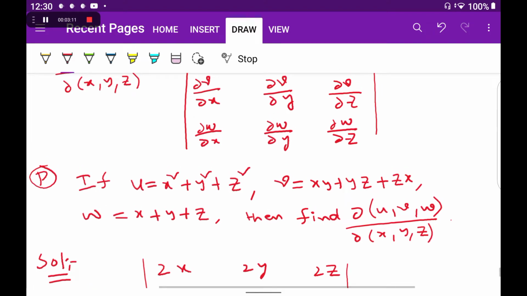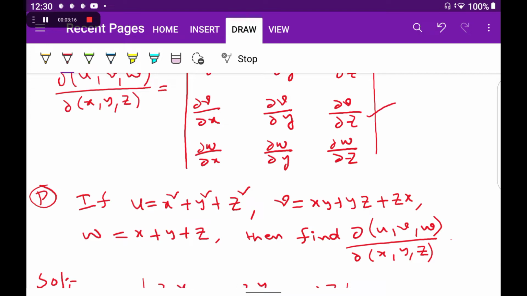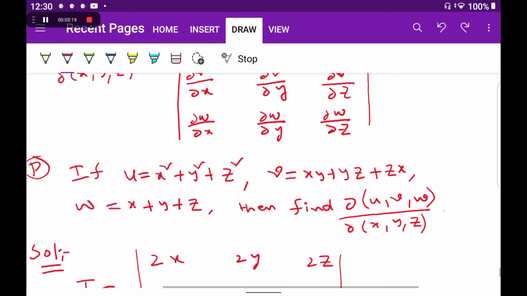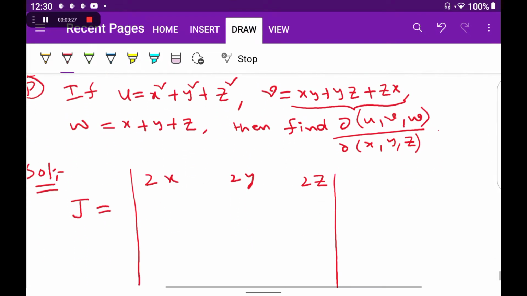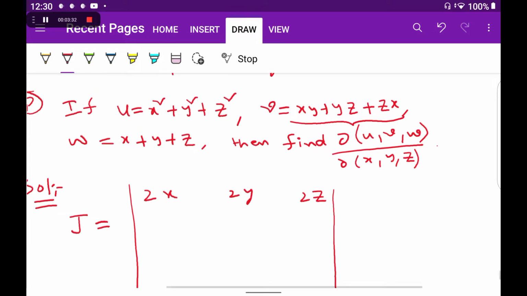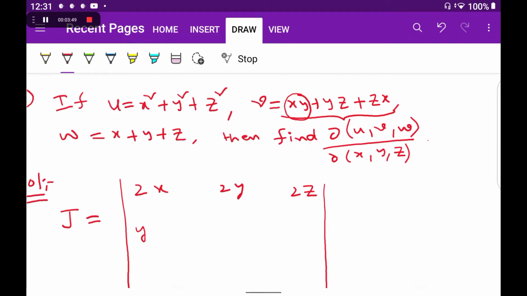Coming to the second row, it is partial derivatives of v with respect to x, y, z. So, what is v? V is xy plus yz plus zx. So, differentiate v with respect to x. Because we are differentiating with respect to x, the first term xy contains x. Here y is treated as constant. Derivative of x is 1. Okay. So let us do it here.